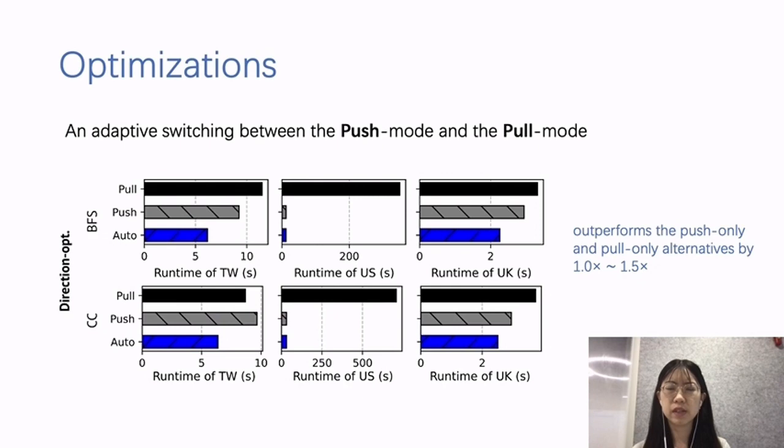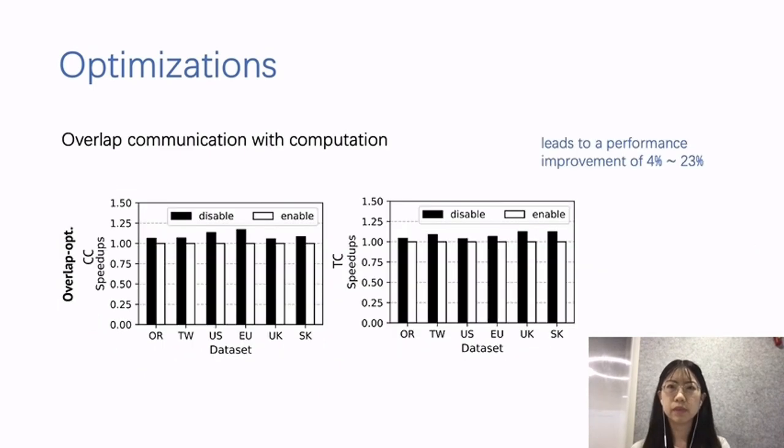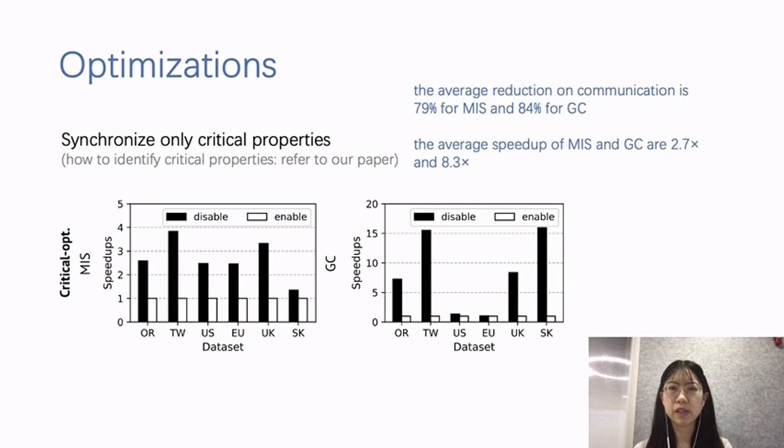The first optimization is an adaptive switching between the push mode and the pull mode, according to the density of active vertex subset. It can lead to a performance enhancement over the push-only and pull-only alternatives. The second optimization is overlapping communication with computation by co-scheduling computation tasks and message passing. The third optimization is to synchronize only critical properties instead of all properties of a vertex. By reducing the size of a single message, it decreases the communication cost that improves performance.